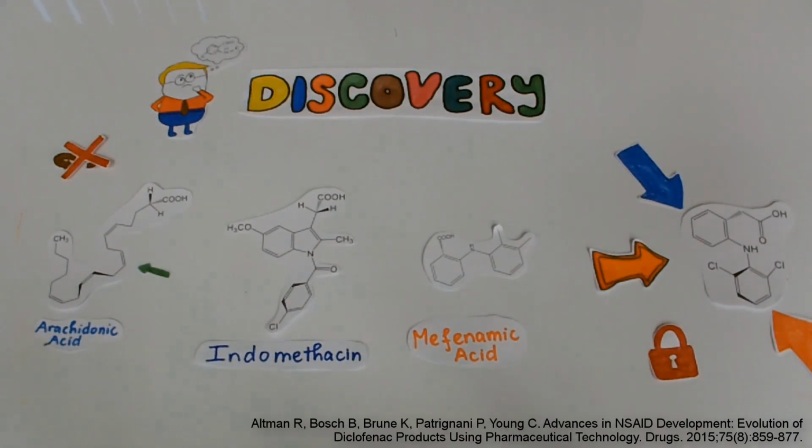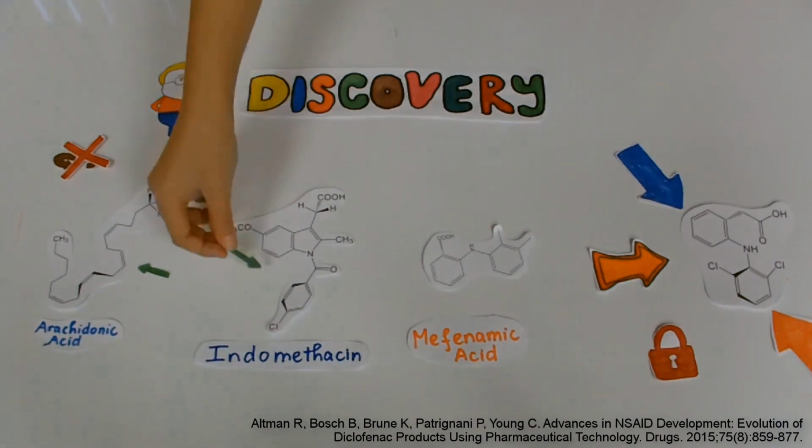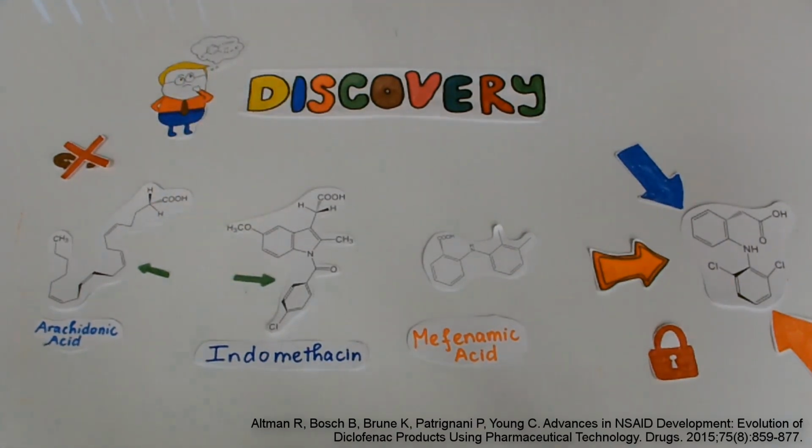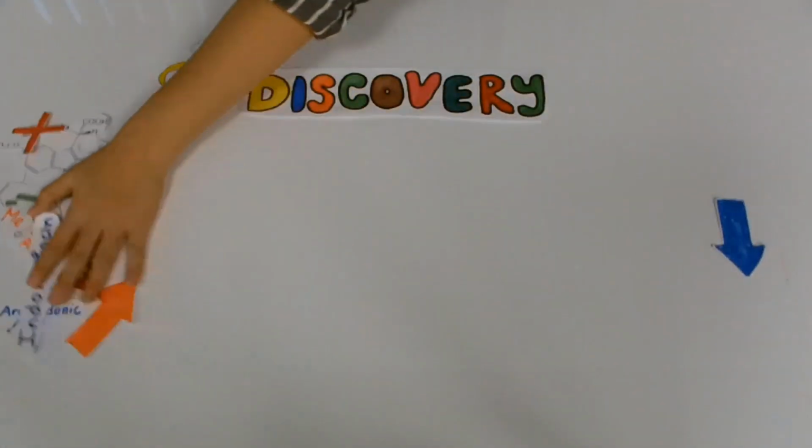In arachidonic acid, the compound has a twisted position, so indomethacin and mefenamic acid also had two rings twisted together to mimic the shape, and therefore so too does diclofenac. The two chlorine atoms were added to diclofenac to maximize the twisting of the phenyl ring.